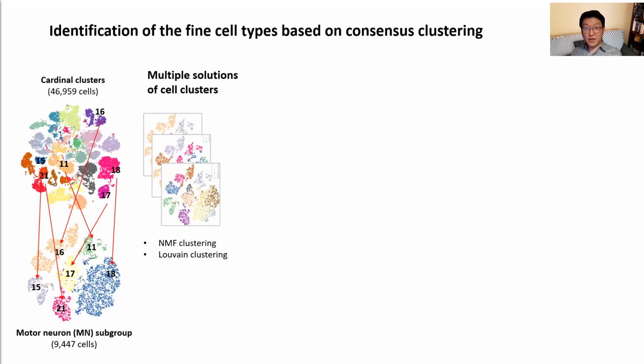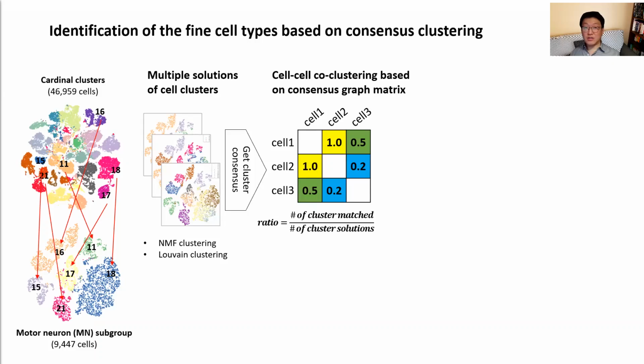Because we have smaller numbers of cells for each cluster, the resulting clusters might not be very stable. So therefore, we developed a consensus clustering approach to define robust cell clusters. Briefly, we applied multiple rounds of clustering by changing the algorithms, including NMF or graph clustering, as well as changing the parameters, such as the number of clusters, to obtain multiple clustering solutions. And then we generated a consensus matrix of cell-cell co-clustering, where each value of this matrix is the proportion of times two cells are in the same cluster.